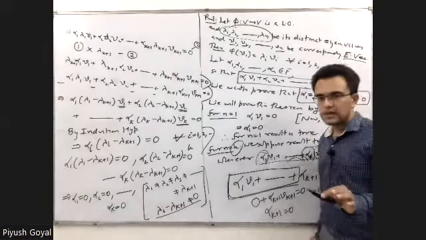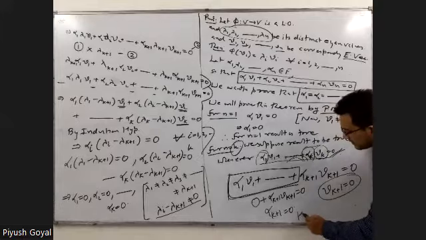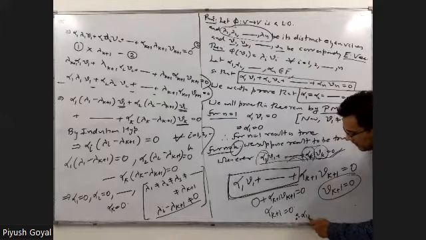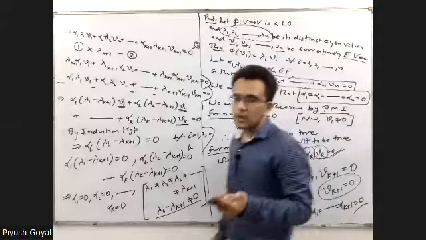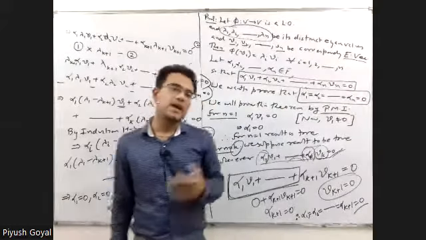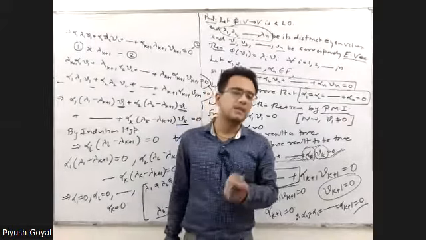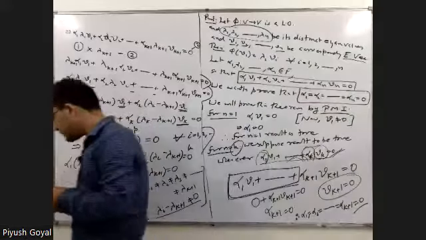I hope this thing is clear to you. So hence, alpha 1 is equal to alpha 2 is equal to up to alpha k plus 1 is equal to 0. Therefore the result is true for n is equal to k plus 1, and hence the result is true for all n belonging to natural numbers. Hence the result is proved by the principle of mathematical induction. Is this clear to you?